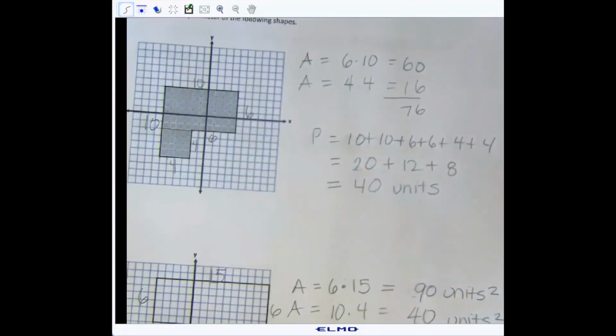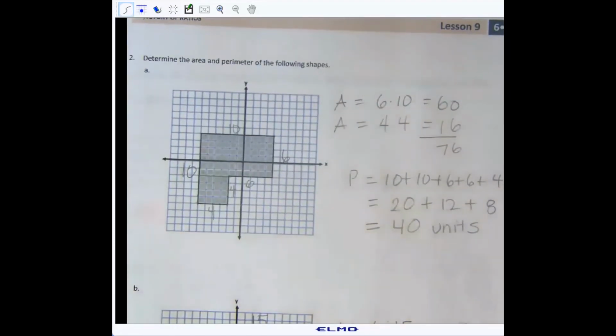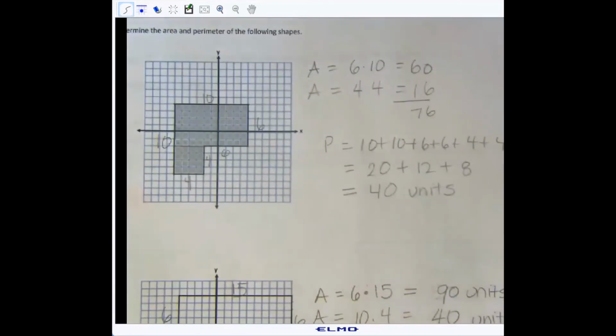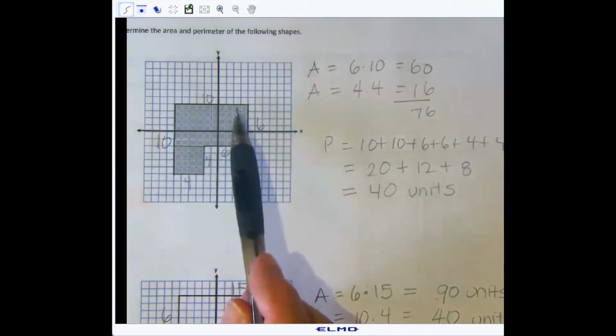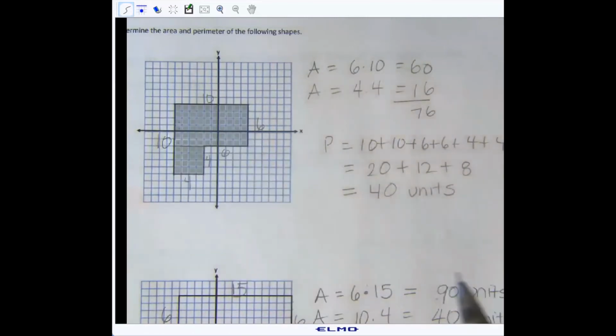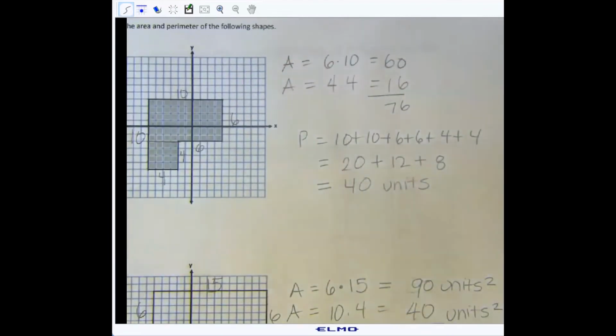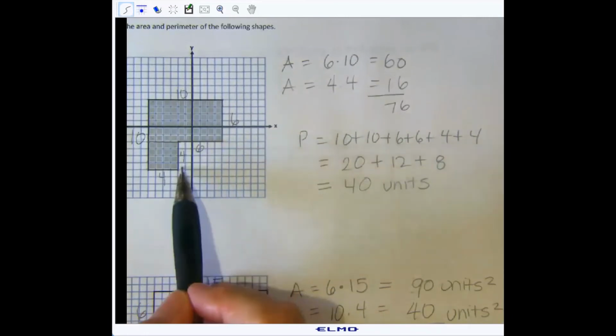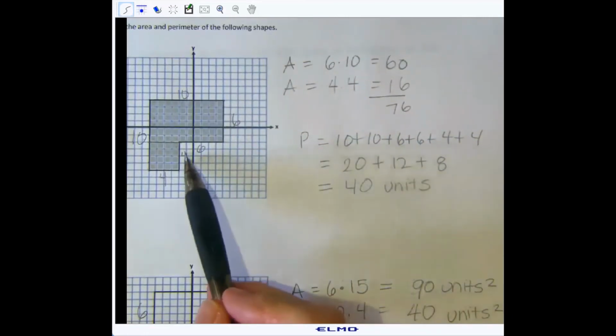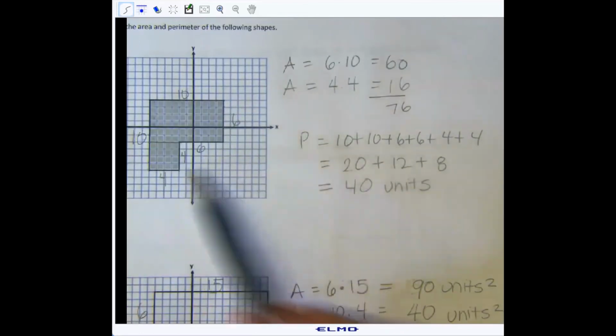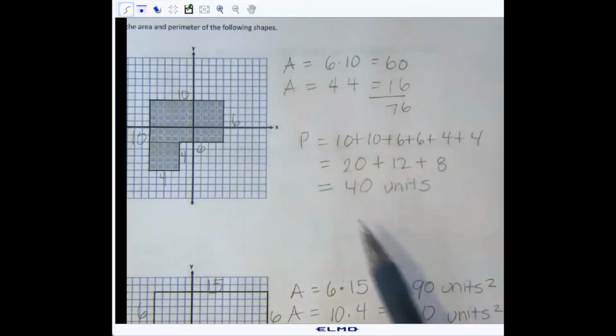All right, the last 2 in this lesson are pretty straightforward because they're made up of 2 rectangles. They additionally want you to find the perimeter, so that means you have to calculate all the side lengths and then calculate the area. So for the perimeter, this is another hexagon, 1, 2, 3, 4, 5, 6 sides. I figured out what all my side lengths were. They were all missing, weren't they? And then adding them up, you get a perimeter of 40 units.